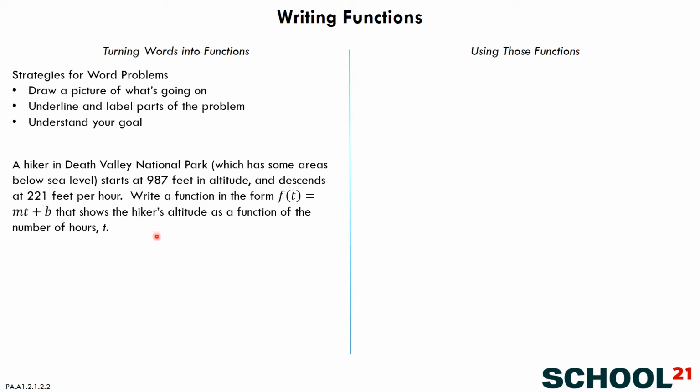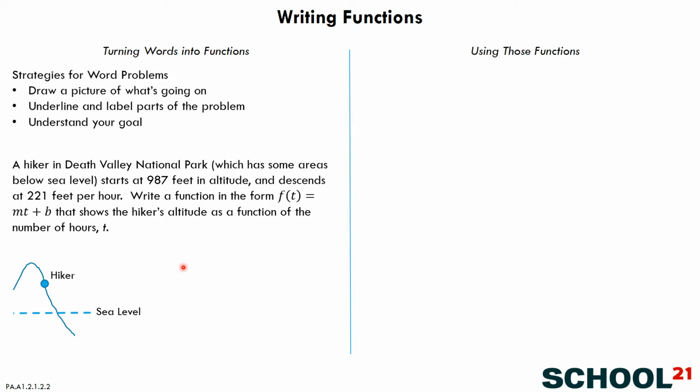Okay, so what we're going to do then is draw a picture and start breaking this problem down. First of all, the hiker's on a mountain, and is the hiker above or below sea level? Let's ask ourselves that question. Above. And how do you know that? Because he's 987 feet in altitude. Okay, great. So we're going to draw a picture here. There's some mountain or something, and the hiker's here, and sea level is here. Does that make sense? Yep.